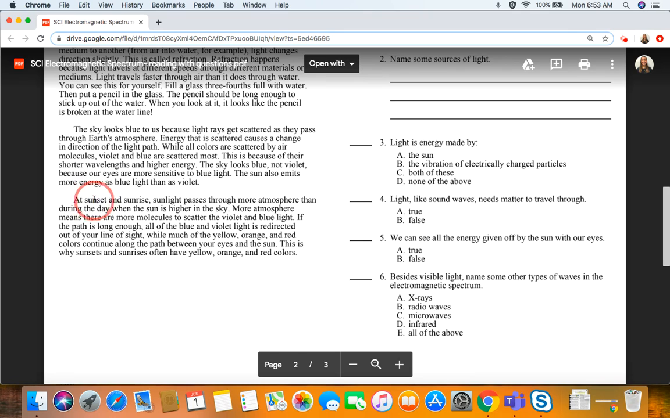Last paragraph. At sunset and sunrise, sunlight passes through more atmosphere than during the day when the sun is higher in the sky. More atmosphere means that there are more molecules to scatter the violet and blue light. If the path is long enough, all of the blue and violet light is redirected out of our line of sight, while much of the yellow, orange, and red colors continue along the path between our eyes and the sun. This is why sunsets and sunrises often have yellow, orange, and red colors.